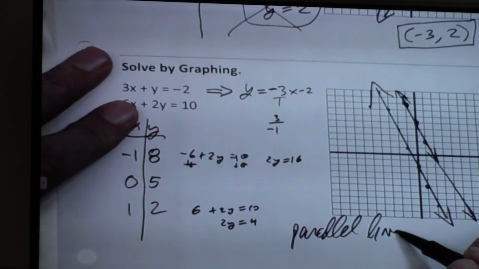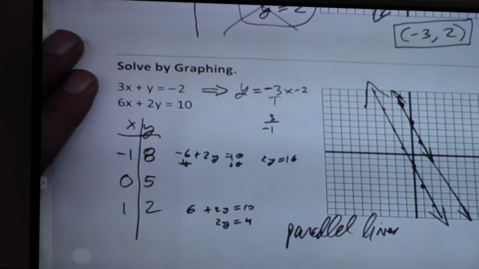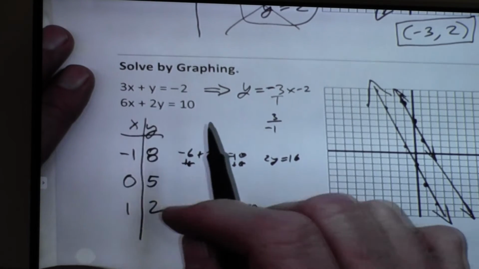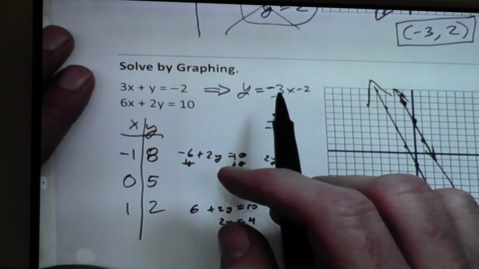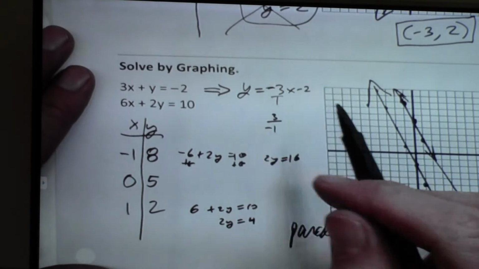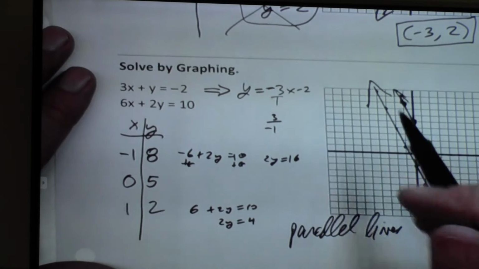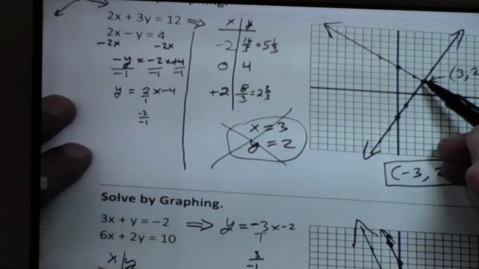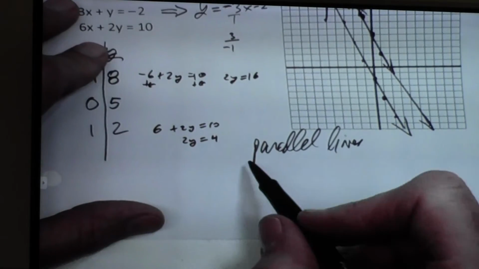Parallel lines. And what that means is that they never intersect. They never touch anywhere. If I were to change this into slope-intercept form, I would see that it would have a slope of -3. And when both lines have the same slope, and they don't meet at the same place for the y-intercept, that means that they're parallel. They're not the same line, but they're parallel to each other, so they never intersect. You are not going to find a point like this one where they meet.